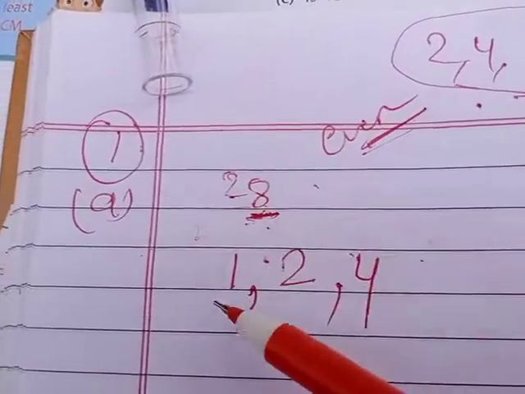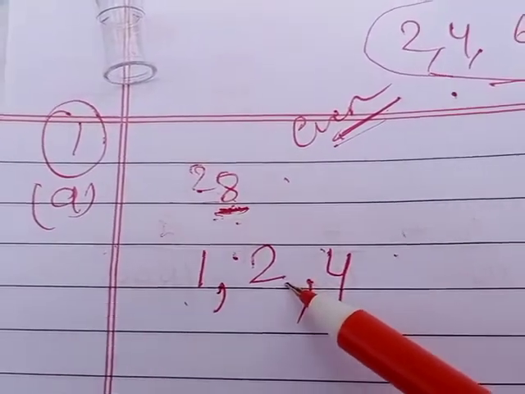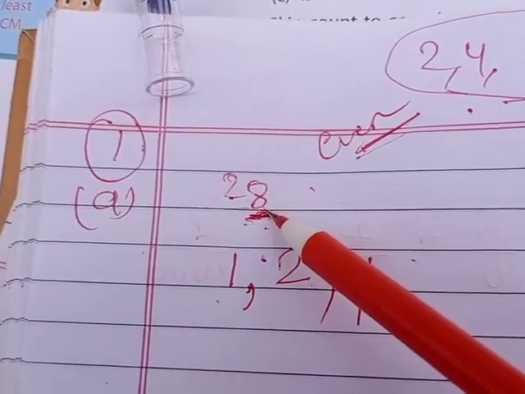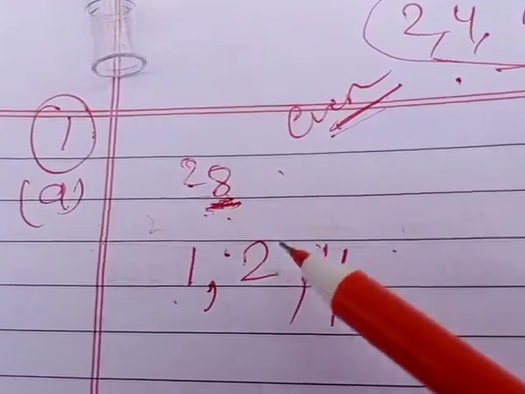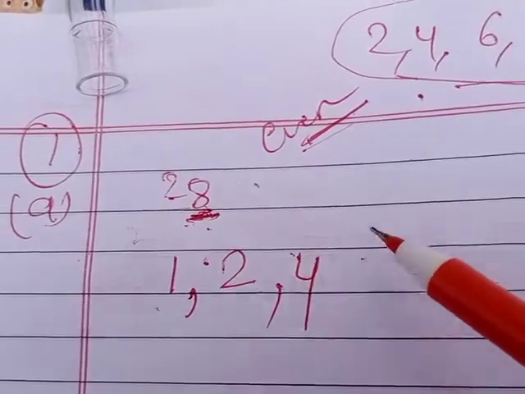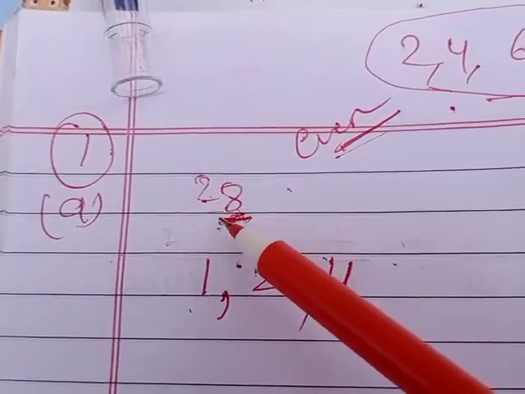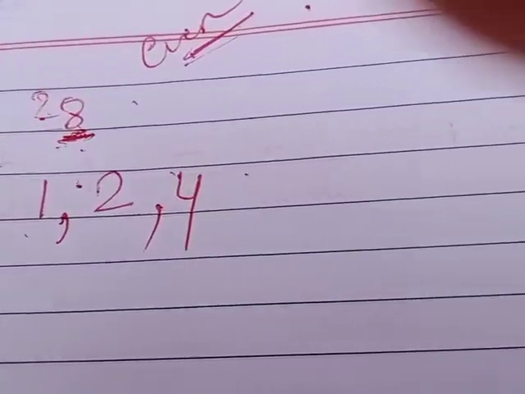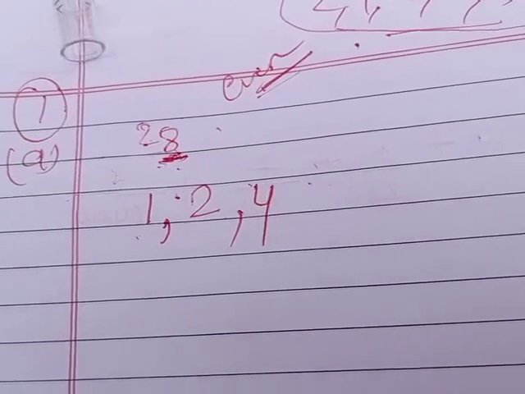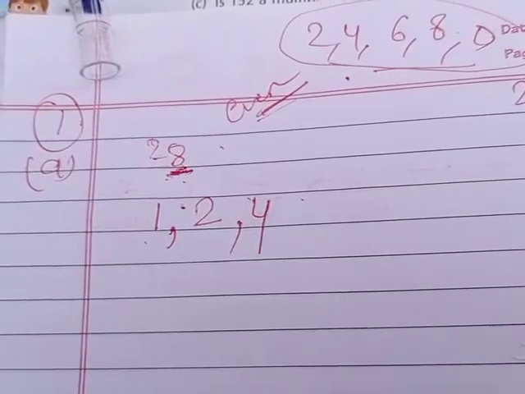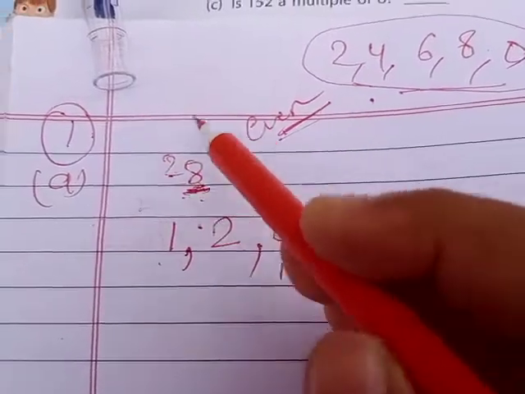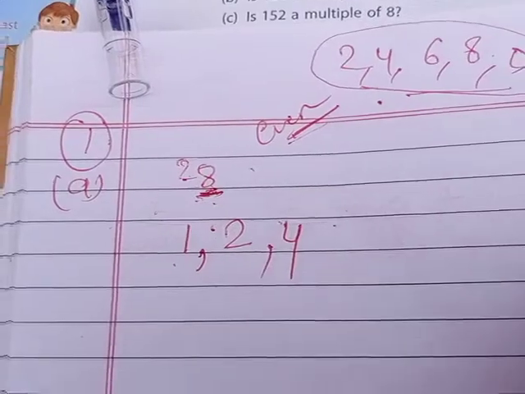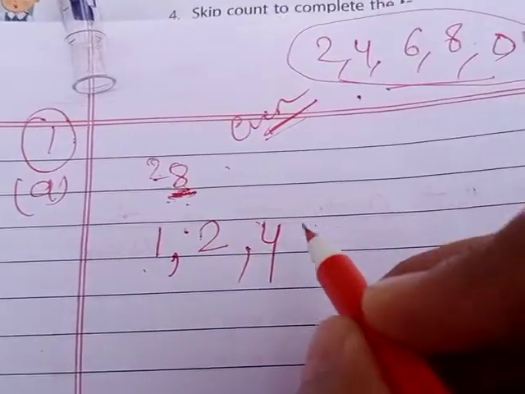First factor always is 1. Then how to check for 2? For checking for 2, we look for an even number in ones place. If we have an even number in the ones place, then 2 is a factor of that number. Then how to check for 3? We add the digits of the number. 8 plus 2 is 10. 10 is not coming in the table of 3, which means 3 is not a factor of 28. How to check the divisibility for 4? We divide the given number by 4. If you get 0 in remainder, then 4 is a factor of that particular number.